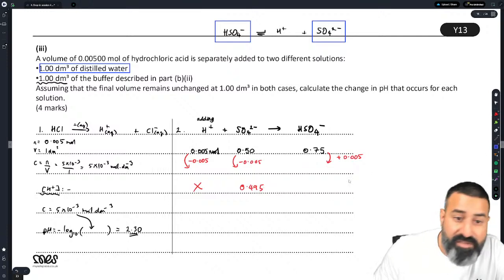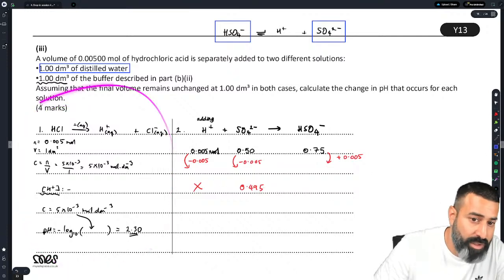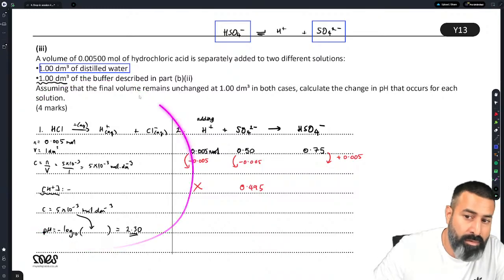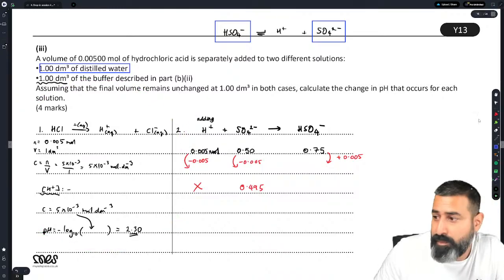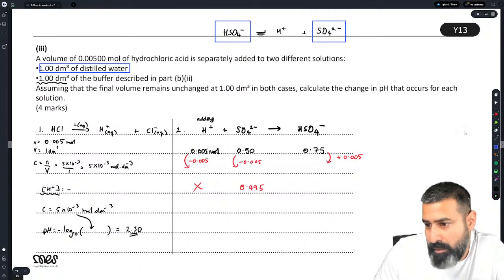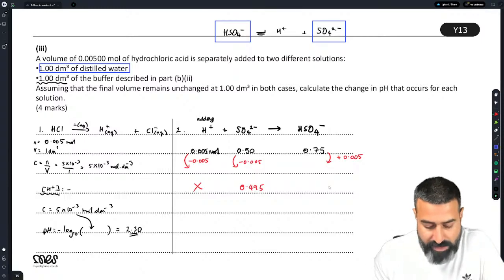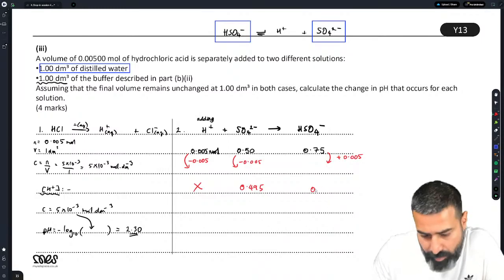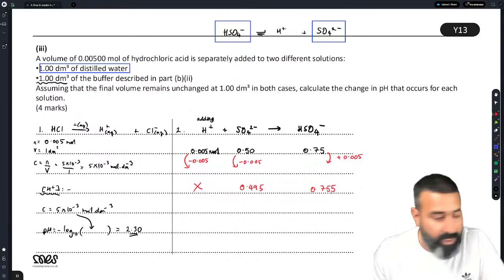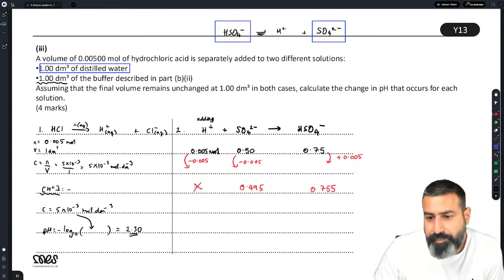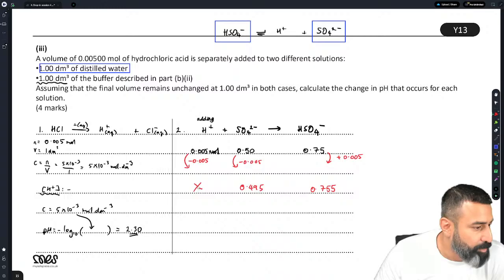Well, it wasn't for this first one. You don't need an ice table for this one, though, do you? So for the second one, you do. So then for the second one, 0.75 plus 0.005, we get 0.755. Cool. All right, so now we're in business.